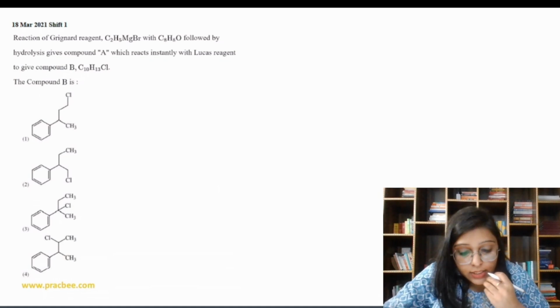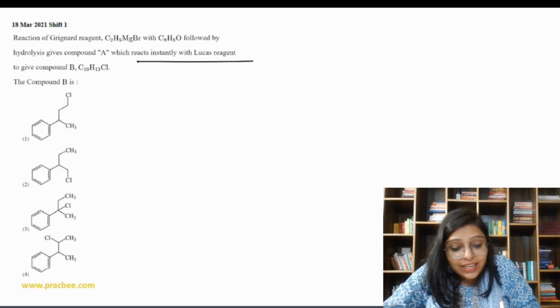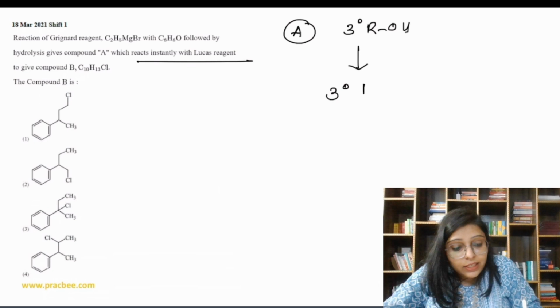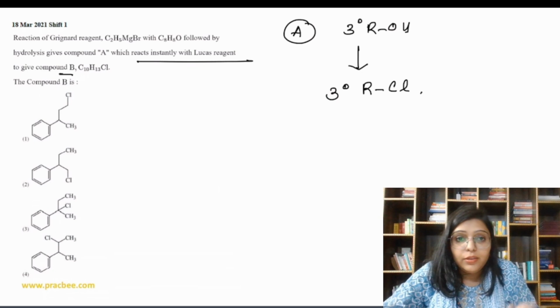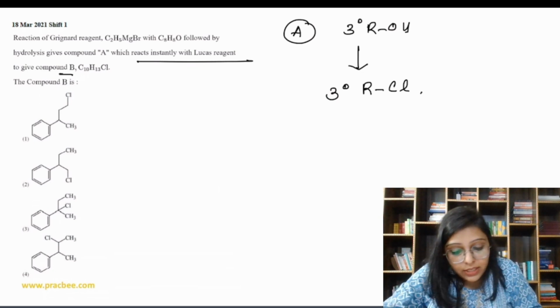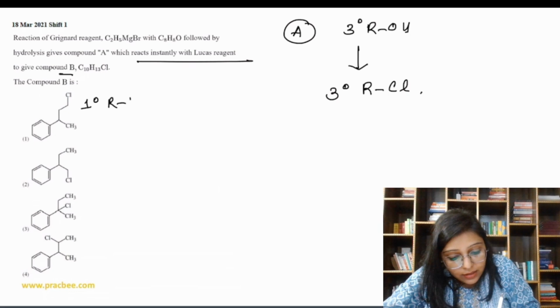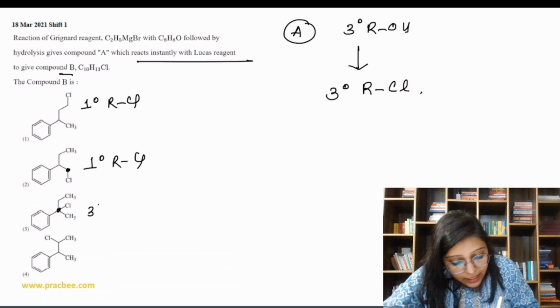Reaction of Grignard reagent C2H5MgBr with C8H8O followed by hydrolysis gives compound A, which reacts instantly with Lucas reagent. It means this A is going to be a 3-degree alcohol, and if it is a 3-degree alcohol, we get a 3-degree alkyl chloride to give compound B. So we have to find out which one is 3-degree. This is 1-degree. This is also 1-degree. See, this is 3-degree and this is 2-degree.